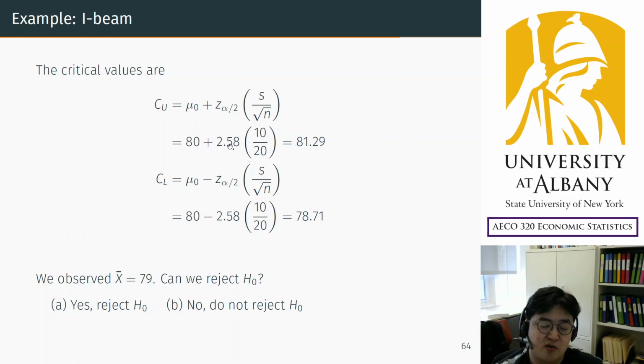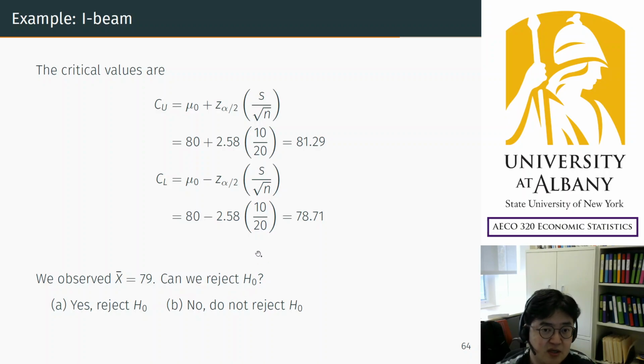So you can just take that number, or you can find the top 0.5% value from Excel and multiply the standard error. Then you are going to get upper critical value 81.29, lower critical value 78.71. And now you calculate the critical value. Then you have to compare that to the sample average. Do you reject or not?